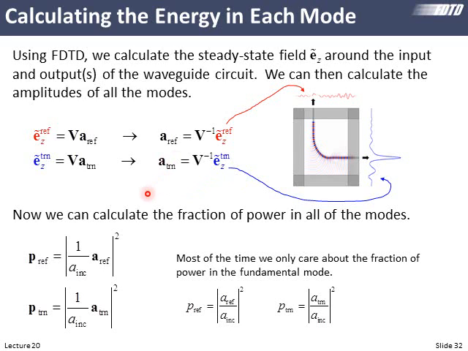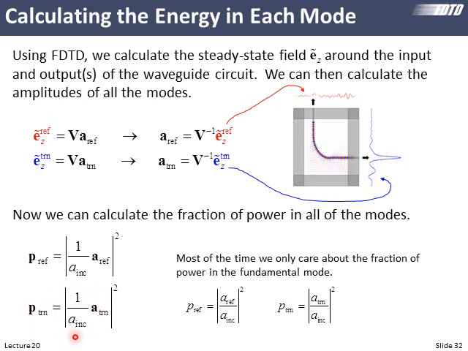Once we have that, we can calculate how much power is in each of those modes. We simply take this column vector of amplitudes and divide by the amplitude of our applied wave, which is probably just 1. So really, PREF is just AREF absolute value squared.